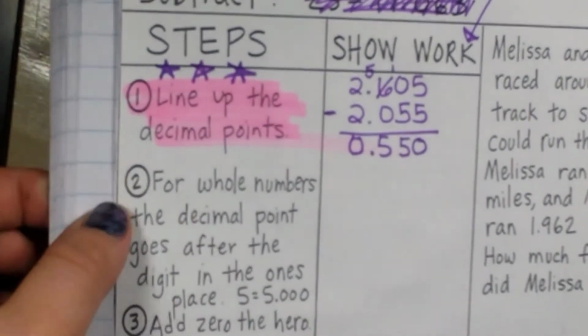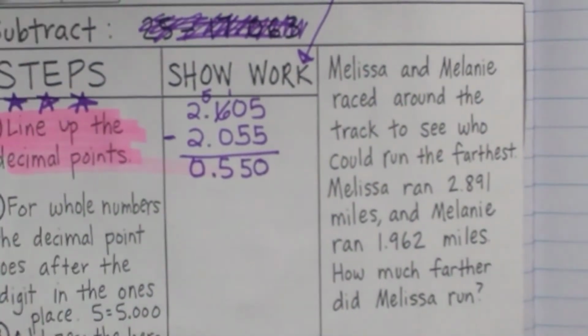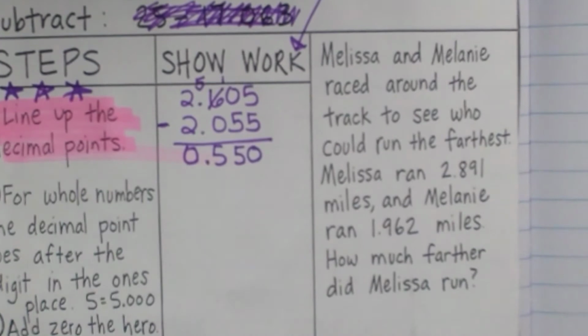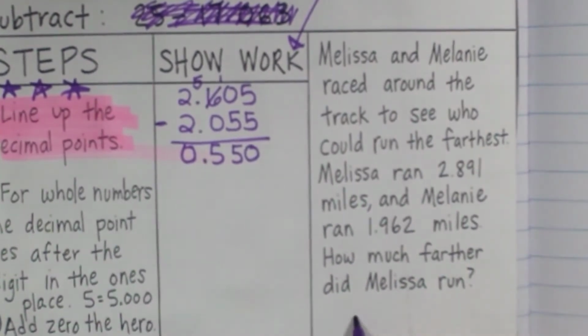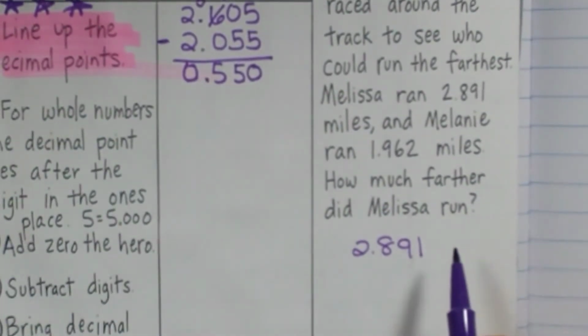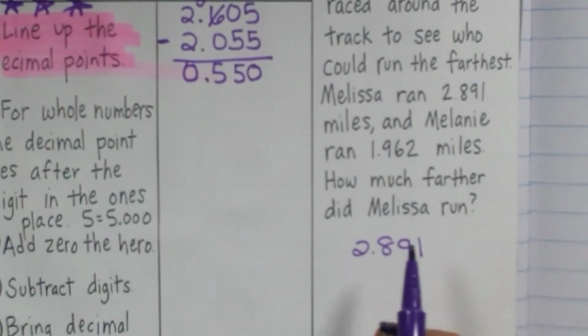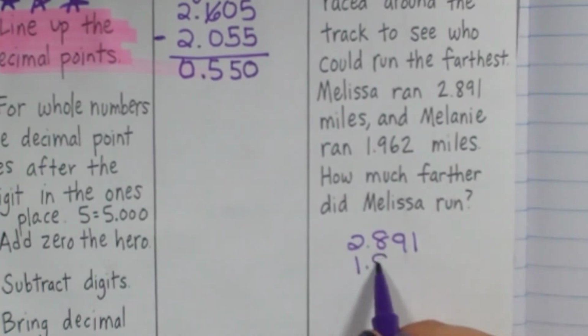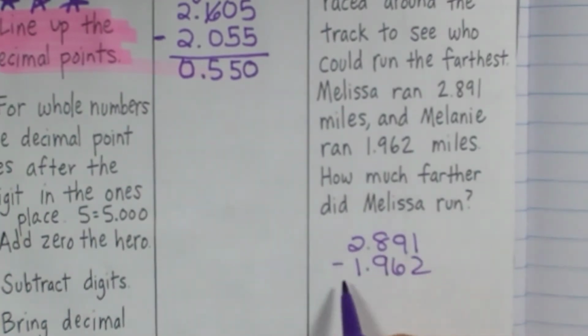All right, our next one. Melissa and Melanie raced around the track to see who could run the farthest. Melissa ran 2.891 thousandths, and Melanie ran 1 and 962 thousandths. How much further did she run? So we need to line up the decimal points.